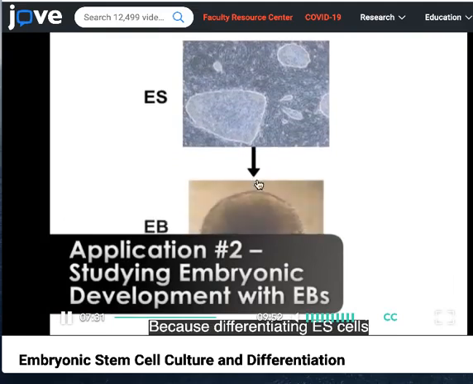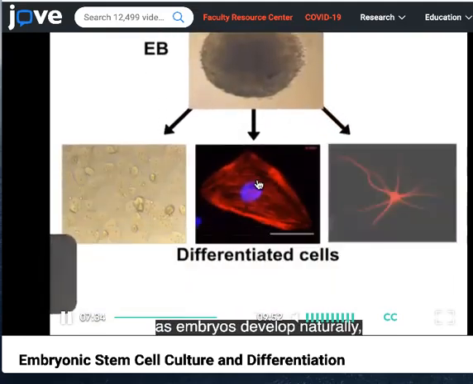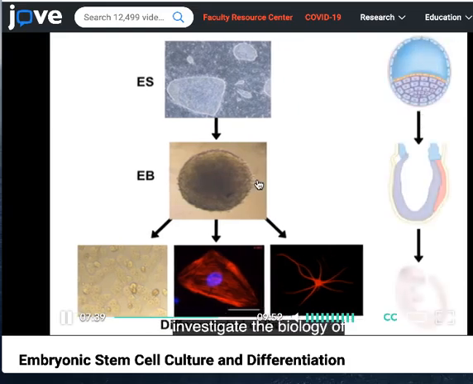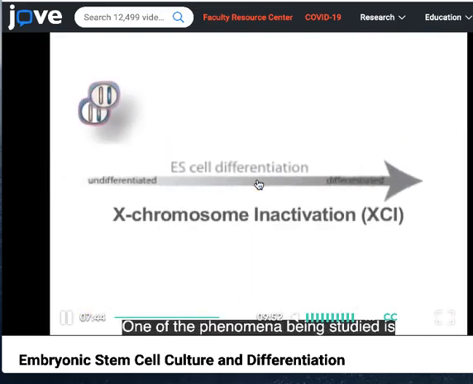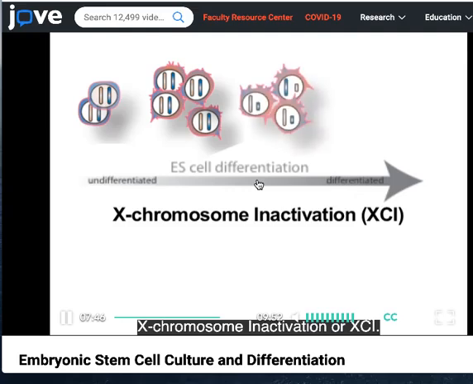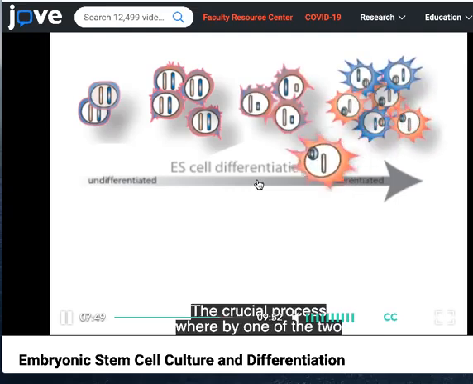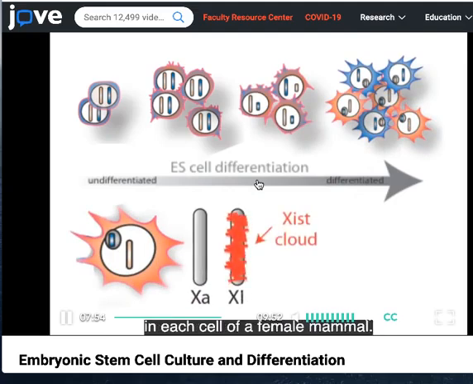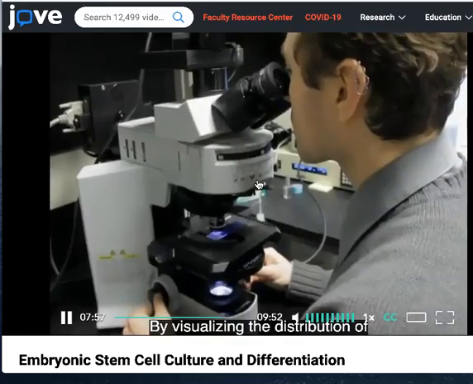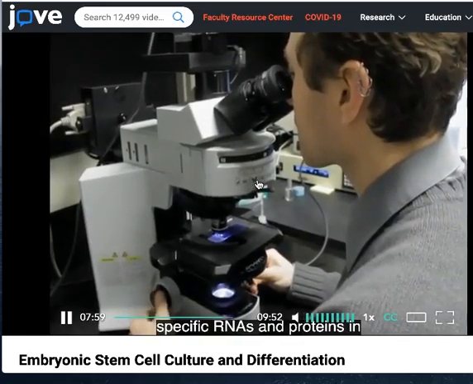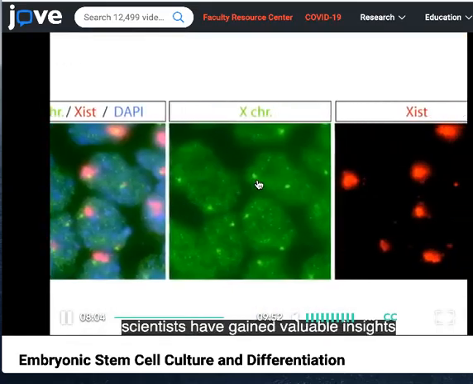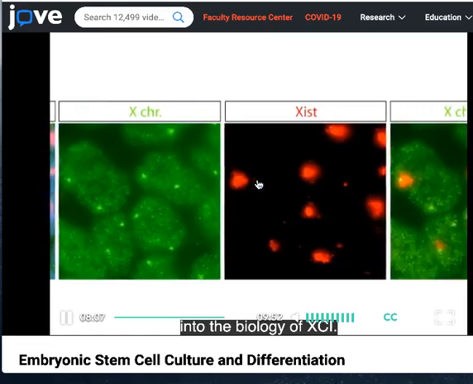Because differentiating ES cells mimic events that occur as embryos develop naturally, we can also use them to investigate the biology of early embryonic development. One of the phenomena being studied is X chromosome inactivation, or XCI, the crucial process whereby one of the 2 X chromosomes is silenced in each cell of a female mammal. By visualizing the distribution of specific RNAs and proteins in developing EBs, scientists have gained valuable insights into the biology of XCI.